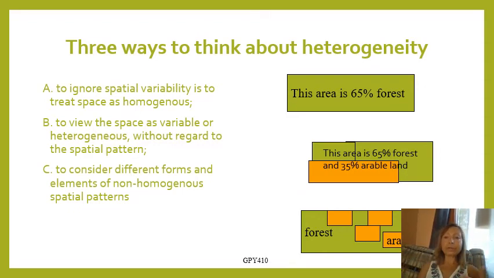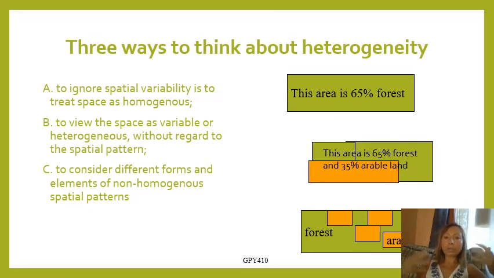Let's say we know that the landscape consists of 65% forest and 35% of something else, let's say arable lands and maybe buildings and something else. We could simply describe this as a landscape that consists of 65% forest, so it's a mixture of forest and arable lands.